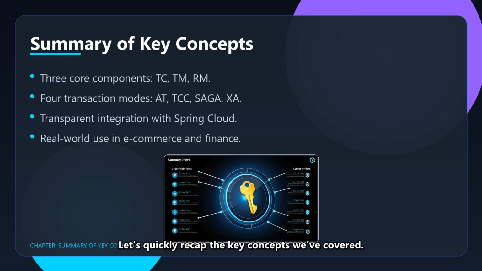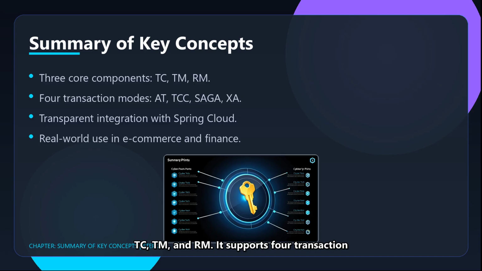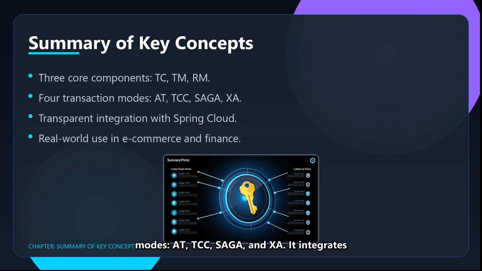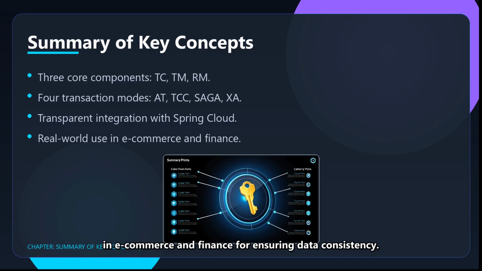Let's quickly recap the key concepts we've covered. Apache Seata is built around 3 core components: TC, TM, and RM. It supports 4 transaction modes: AT, TCC, SAGA, and XA. It integrates transparently with Spring Cloud and is widely used in e-commerce and finance for ensuring data consistency.